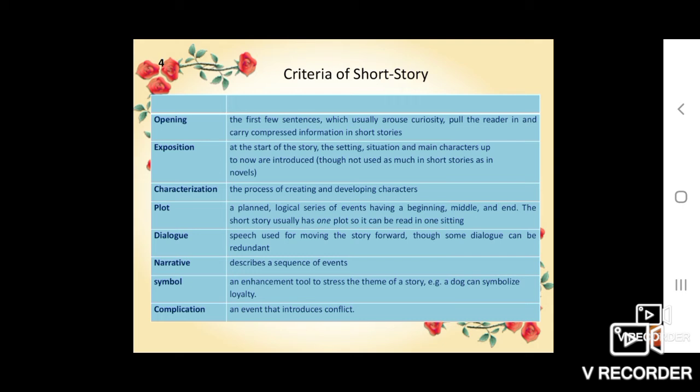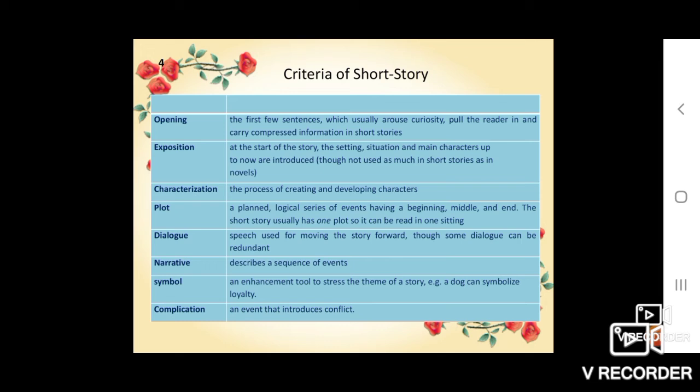What is a plot? A planned, logical series of events having a beginning, middle and end. The short story usually has one plot, so it can be read in one sitting. Means, a little bit of story can make a big difference, and after this plot there is dialogue.